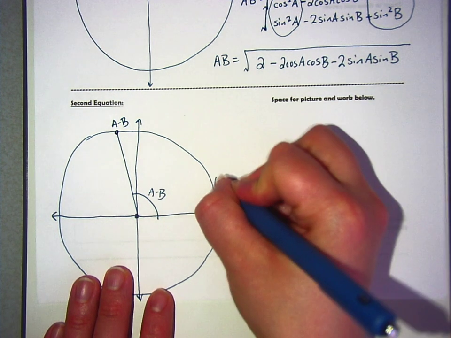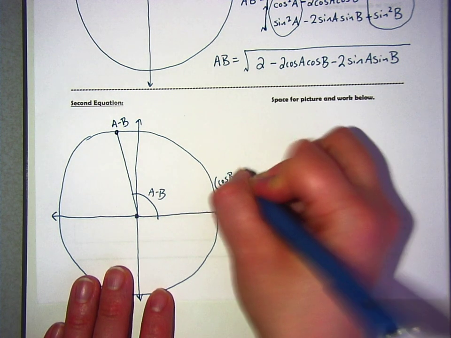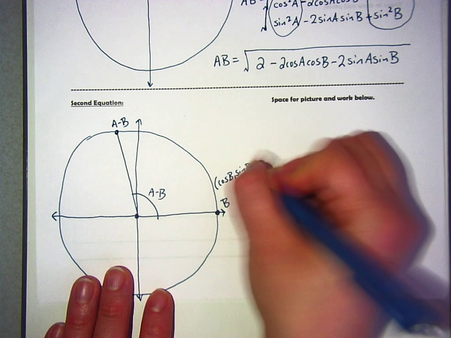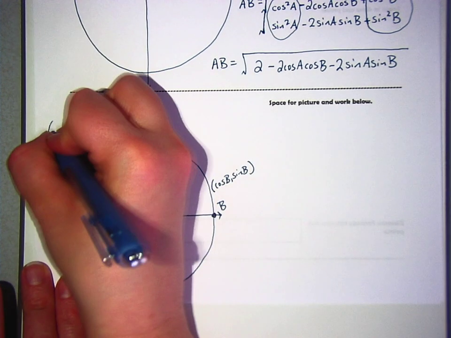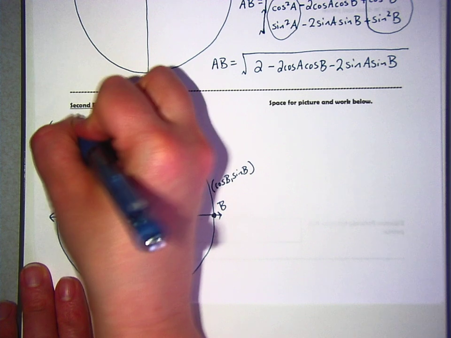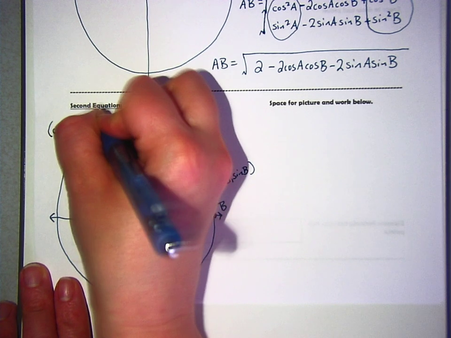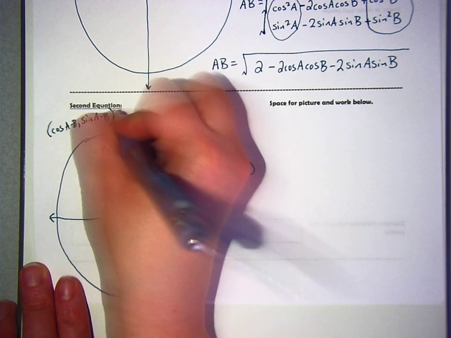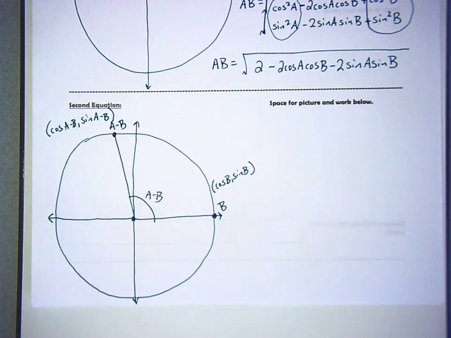Which means that this point is cosine B and sine B. And this one over here is cosine of A minus B and sine of A minus B. If you're confused about that, it's okay. I'm not going to make you reproduce this. I'm just trying to expose you to something that's difficult to understand.